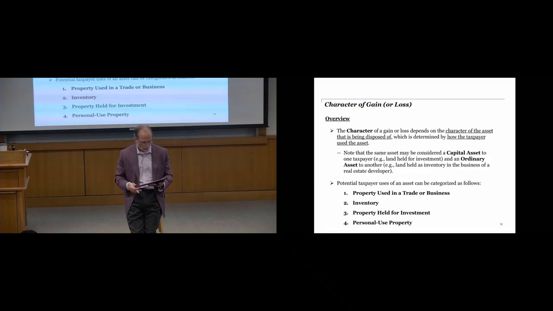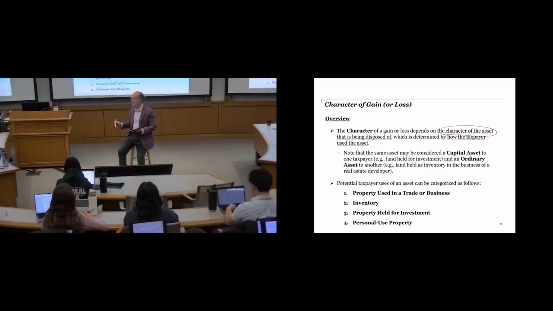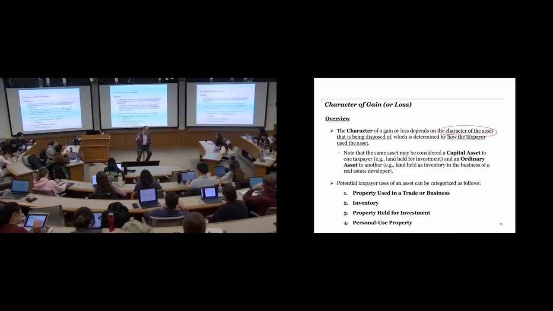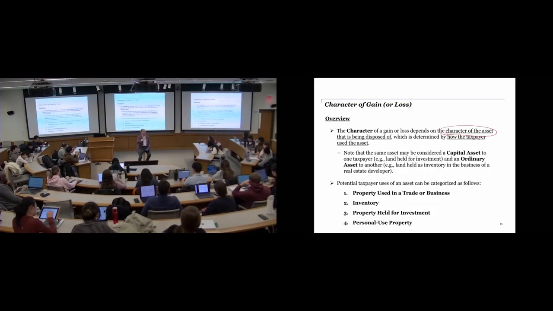The character of the gain or loss depends on the character of the asset that is being disposed of, which is determined by how the taxpayer uses the asset. It's not asset specific, it's how the taxpayer is using the asset. So the same asset might be a capital asset to me, and an ordinary asset to you. You don't say this piece of machinery is an ordinary asset.